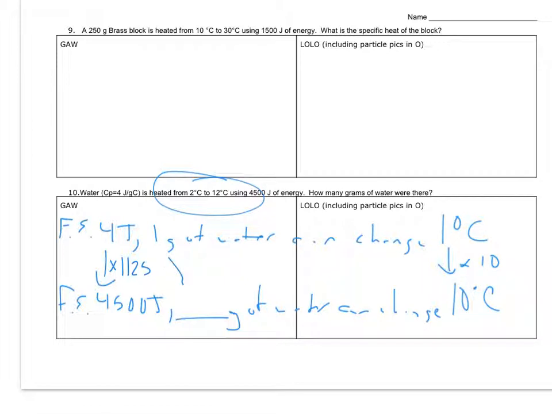So energy would be direct, and temperature is inverse. So it would be 1 times 1,125 divided by 10, which would be 112.5.